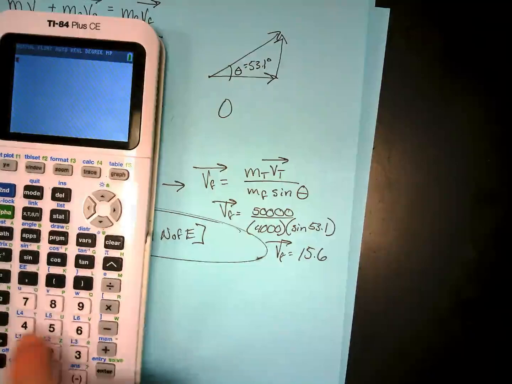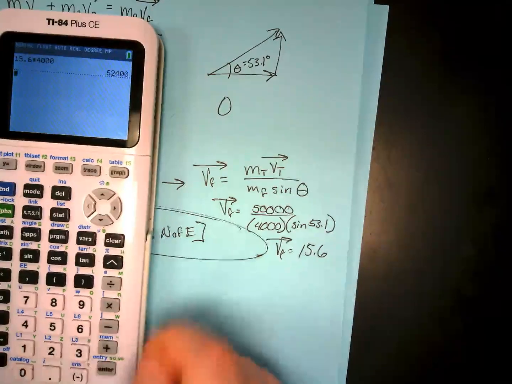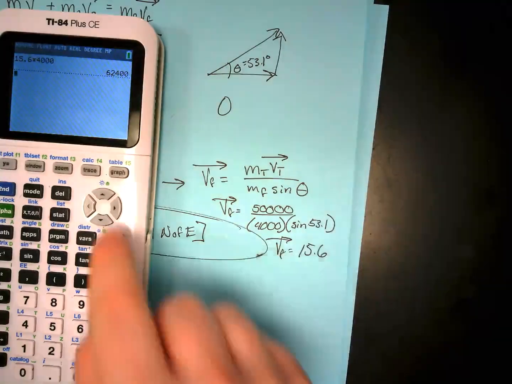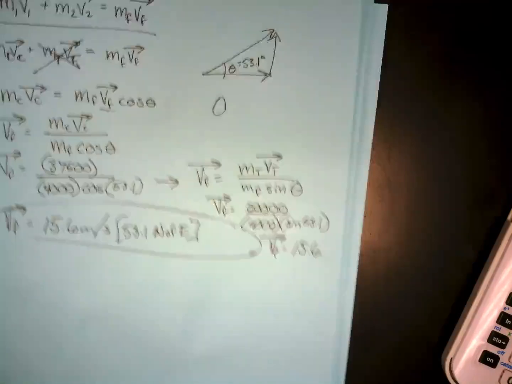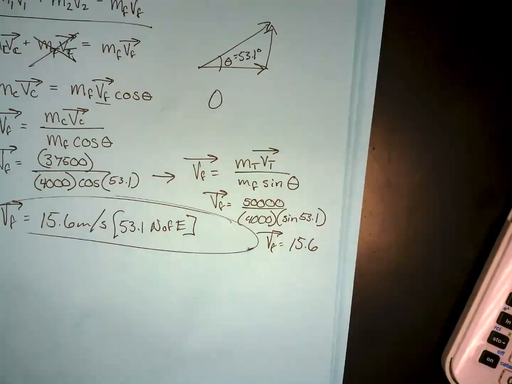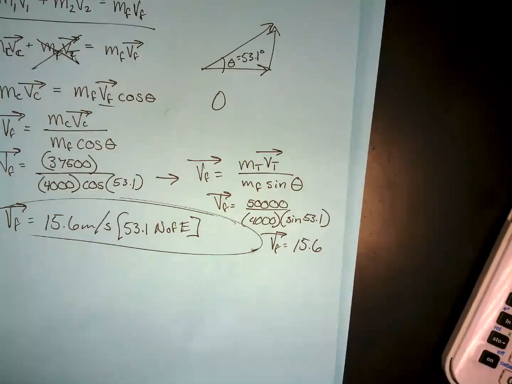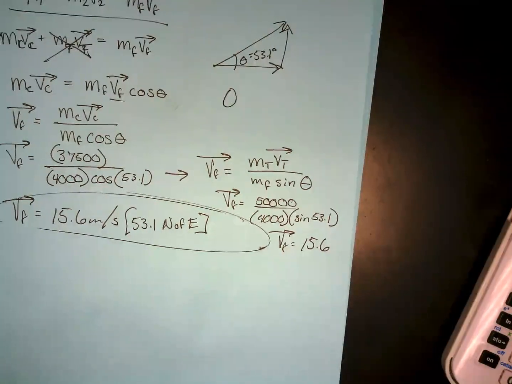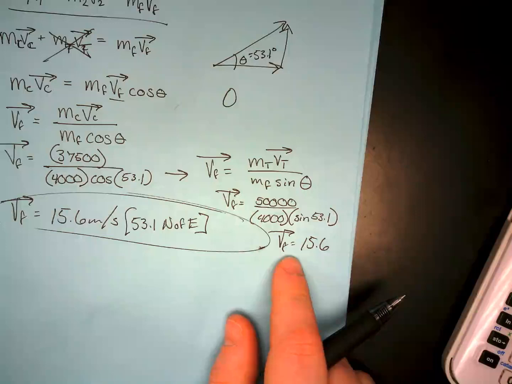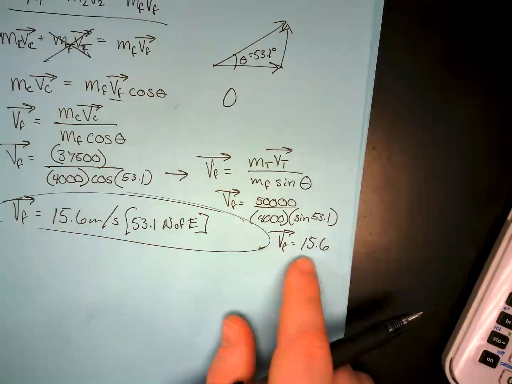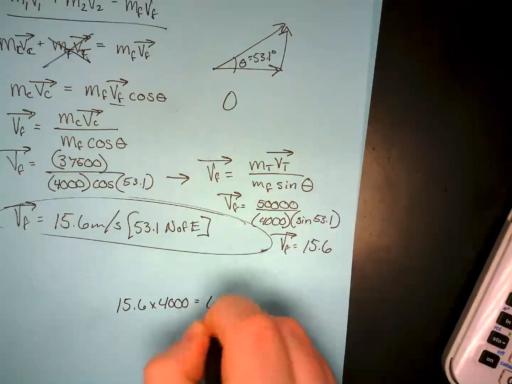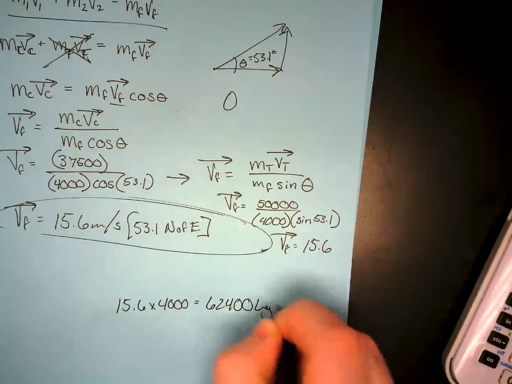Well, let's just double check. It's 15.6 times 4,000. What do we get? 62,400. So using our conservation of momentum equation here, okay, we can find pretty much the same thing as we can with Pythagorean's theorem using momentum, okay? And we can then double check our answer by multiplying 15.6 times 4,000, which gives us 62,400 kilograms by meters per second.